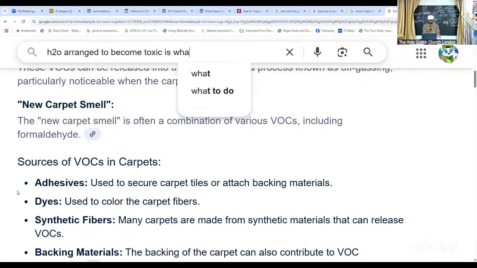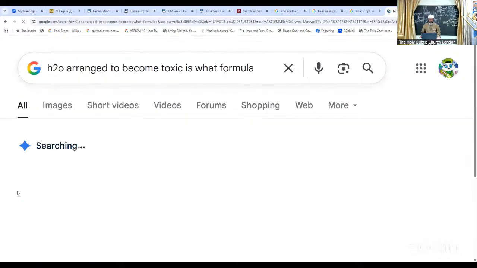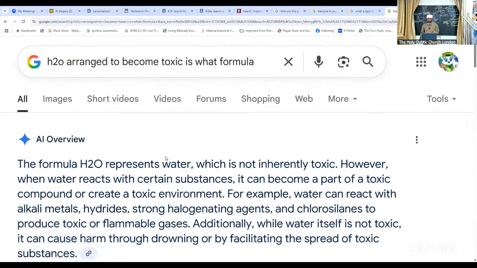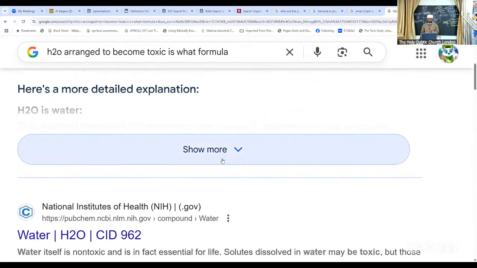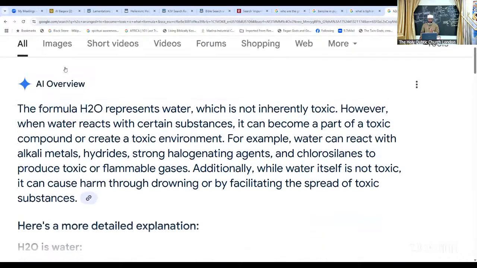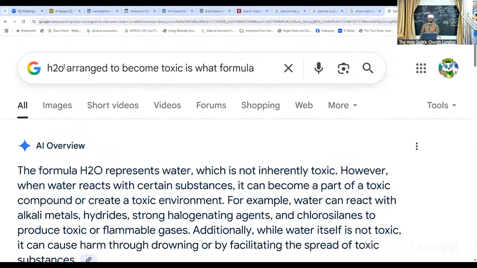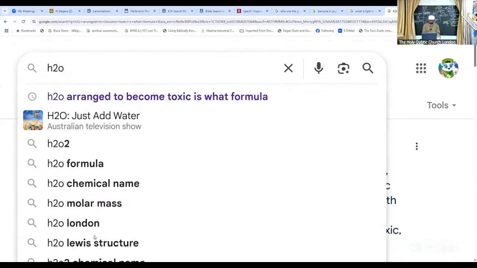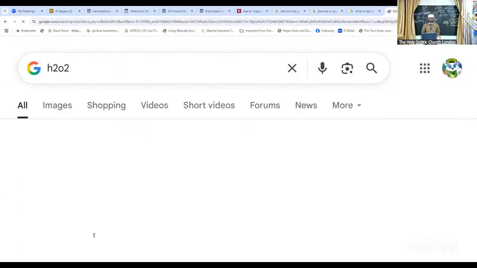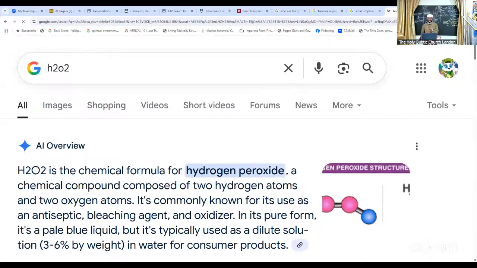Add another oxygen. So you add another what? If you add another oxygen, it changes everything. So instead of it being H2O, what would it be? H2O2. It forms hydrogen peroxide. Can you drink hydrogen peroxide?